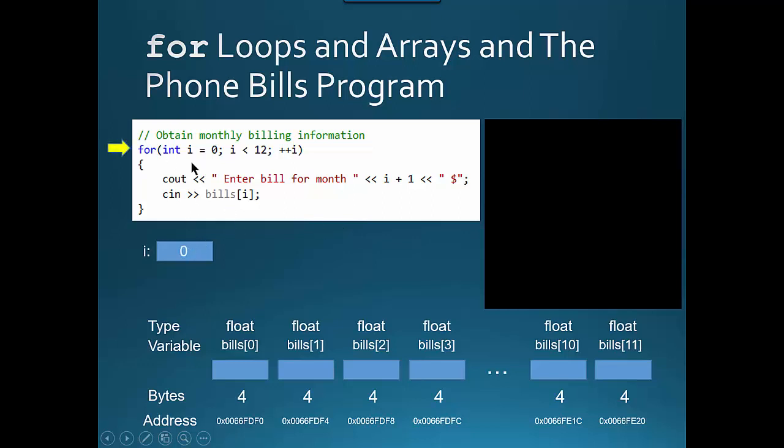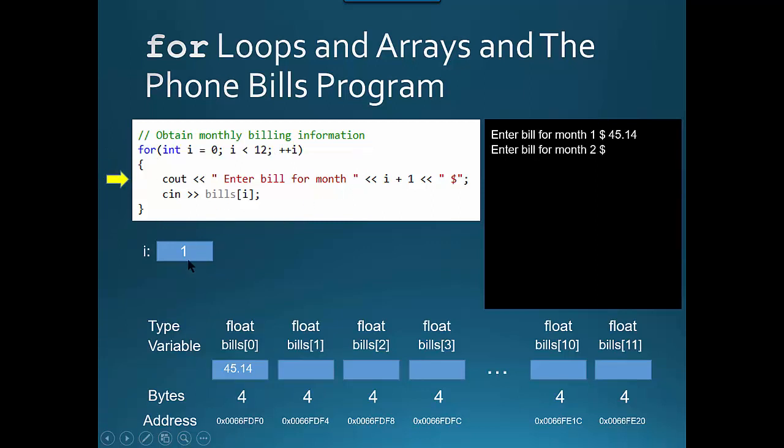So we'll start off with i equal to 0. We'll cout. Notice it says enter the bill for month 1 because 0 plus 1 is 1. Then we get the user's input. Let's say they put 45.14. That will assign it into bill's index 0, which is down here. And then we go back through and increment i.